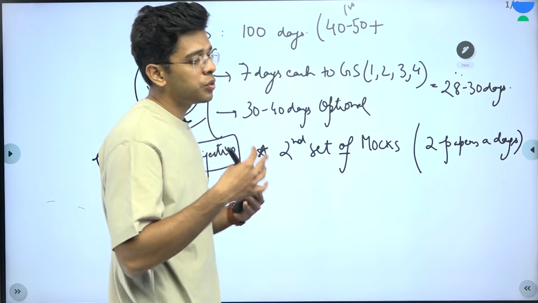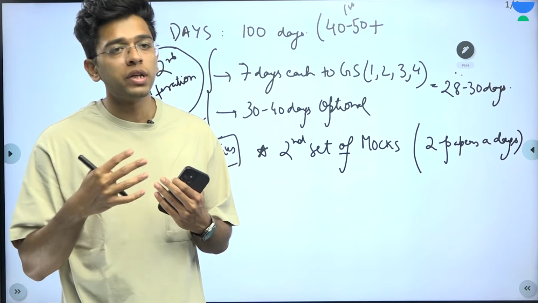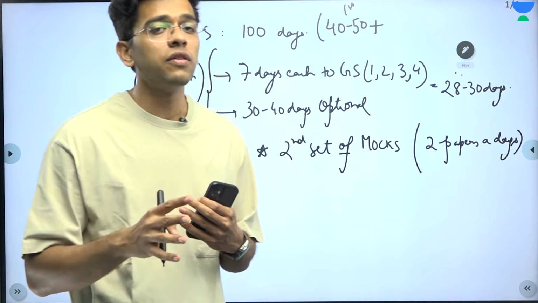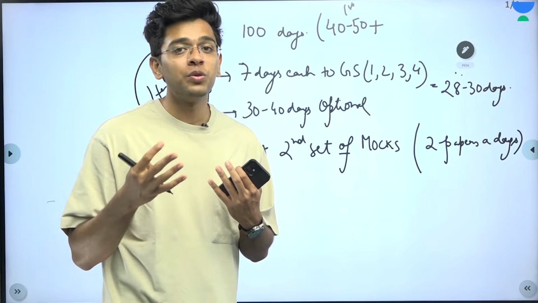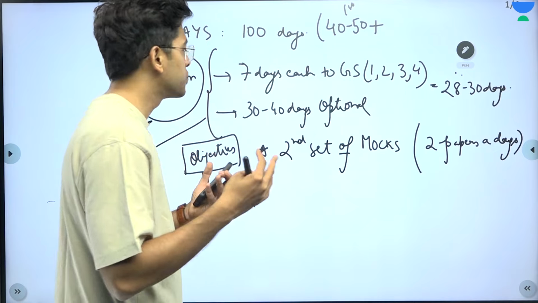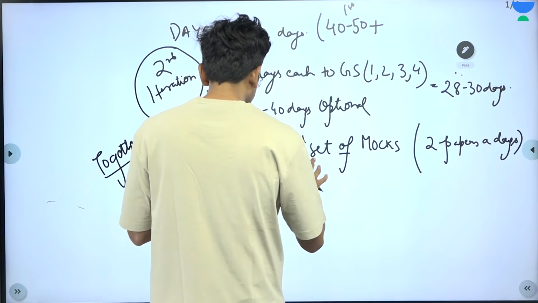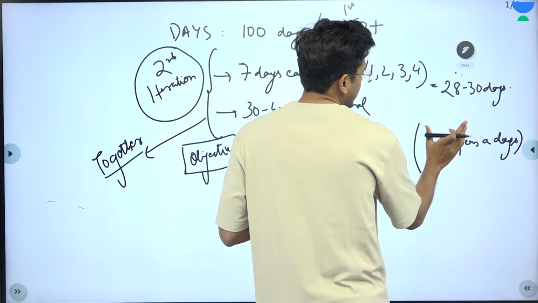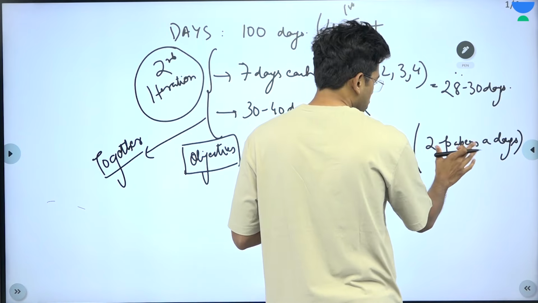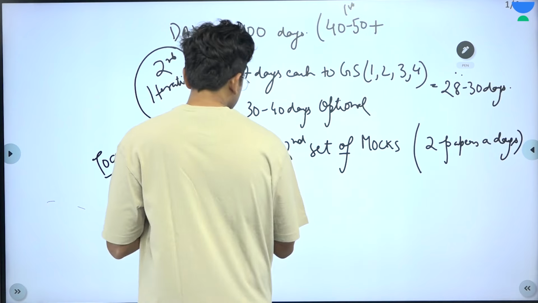So that now you need to get accustomed to writing 2 tests in 1 day, because it's really tough on your hands. Sometimes it also starts paining, so you need to be very used to that process. So you are done with second set of your mocks. So that means in the first iteration I gave 4 mocks. In second iteration I've given 4 more mocks. I'm done with 8 mocks for my GS.